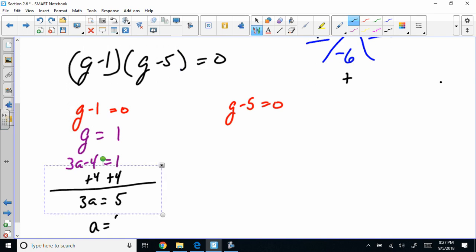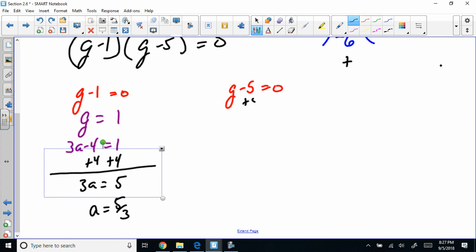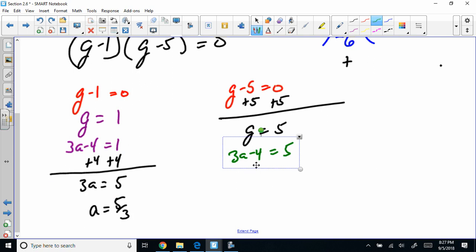Ladies and gentlemen, A equals 5/3, right? And then, of course, this one, plus 5. G equals 5. And then I go 3A minus 4 equals 5. So that's plus 4. 3A equals 9. Ladies and gentlemen, A equals what? 3. That's about the only way to do that. Okay? And it works pretty good. It really does.